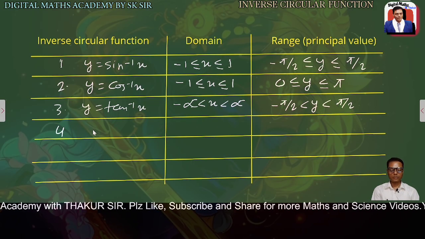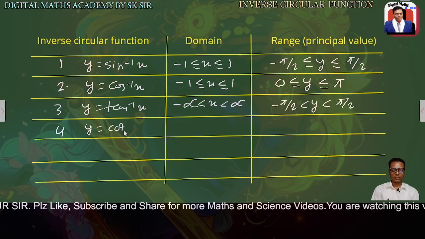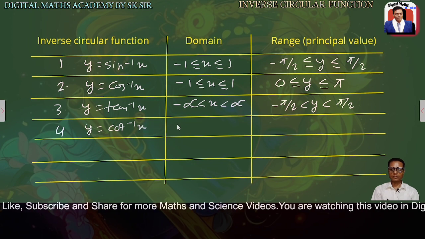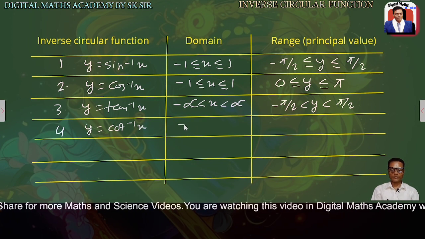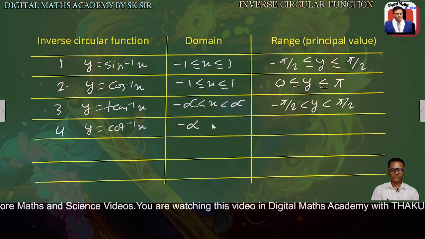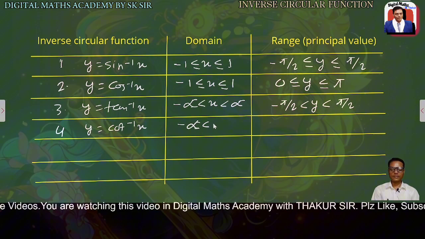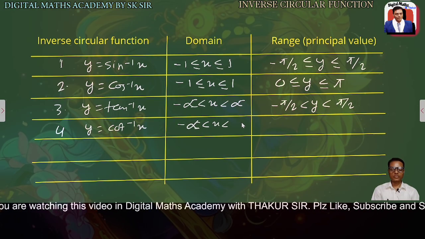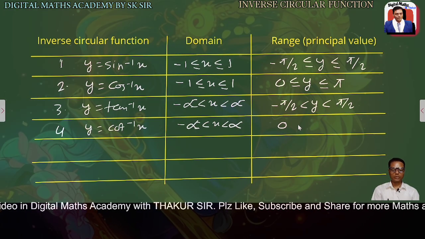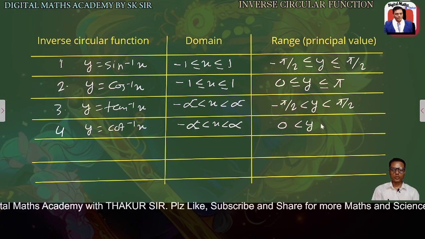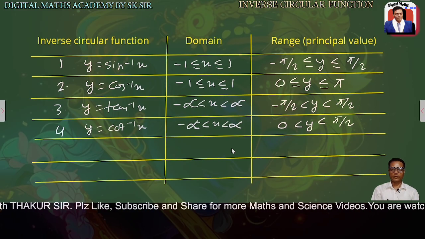Number 4, we have y equals cot inverse x. I'm going to write all of them one by one. For cot inverse x, the domain is minus infinity less than x less than plus infinity, and the range is 0 less than y less than pi by 2.